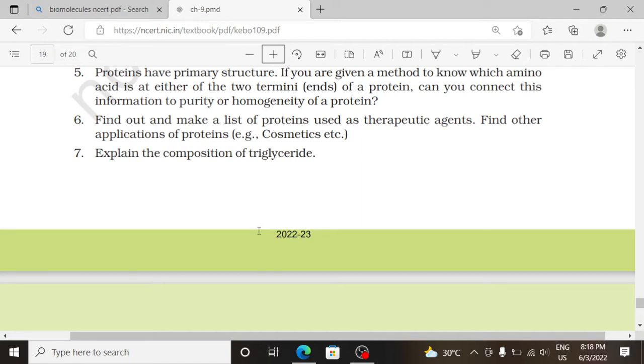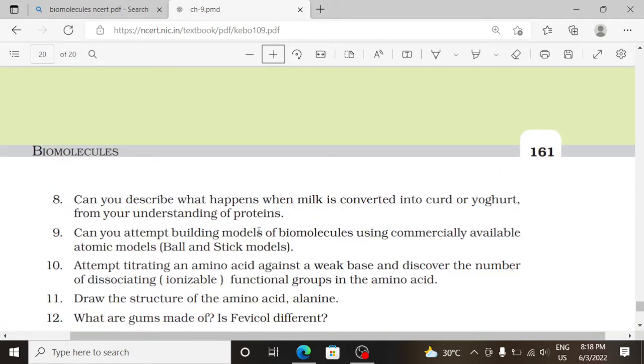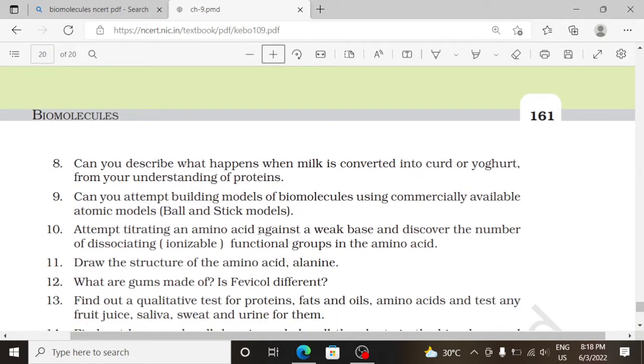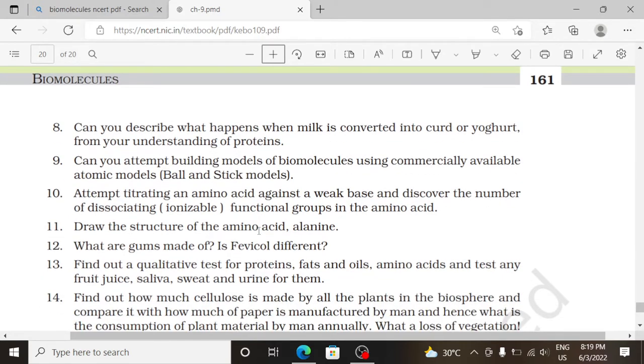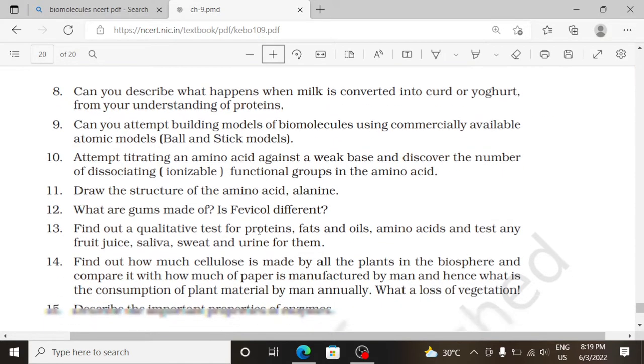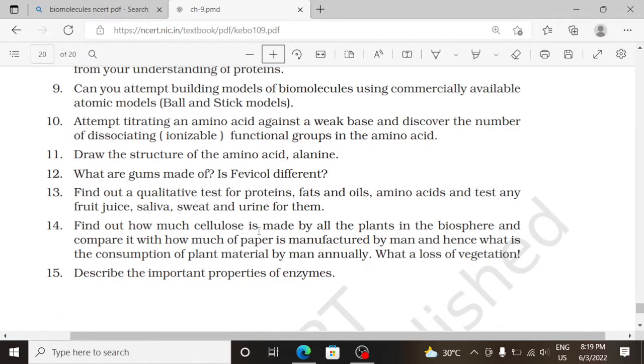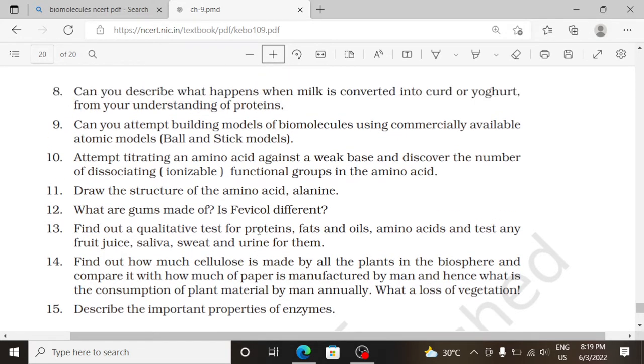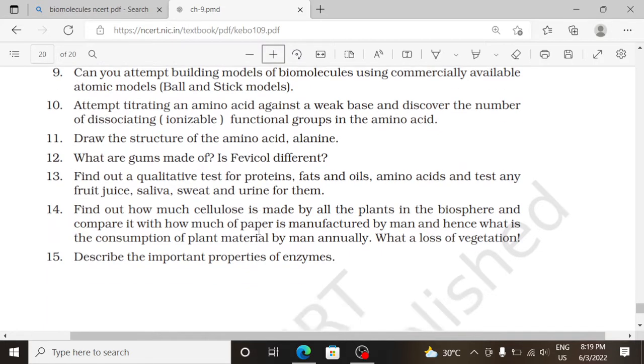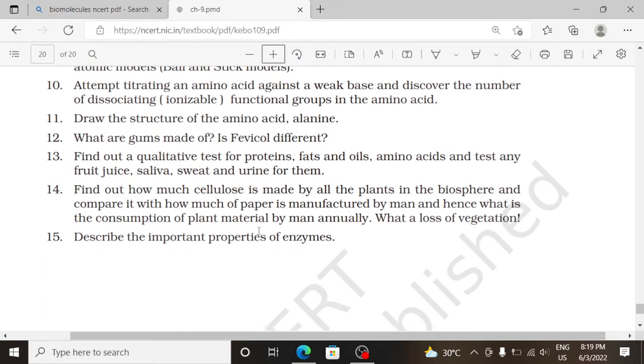Explain the composition of triglyceride. 8 is, can you describe what happens when milk is converted into curd or yogurt from your understanding of proteins. 9th is, can you attempt building models of biomolecules using commercially available atomic models, ball and stick models. 10th is, attempt titrating an amino acid against a weak base and discover the number of dissociating ionizable functional groups in amino acids. 11th, draw the structure of amino acid alanine.